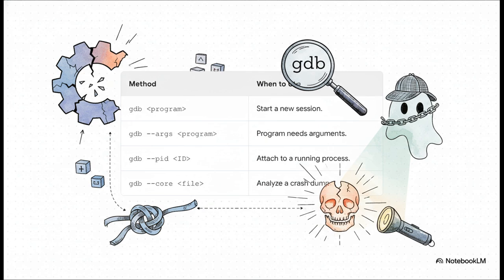Or what if you have a program that's already running and it's stuck in some weird state? You can use --pid to attach to it live and see what's going on. And for those really bad days, when your program crashes and leaves behind a core dump file, you can use --core to do a postmortem and figure out what went wrong.